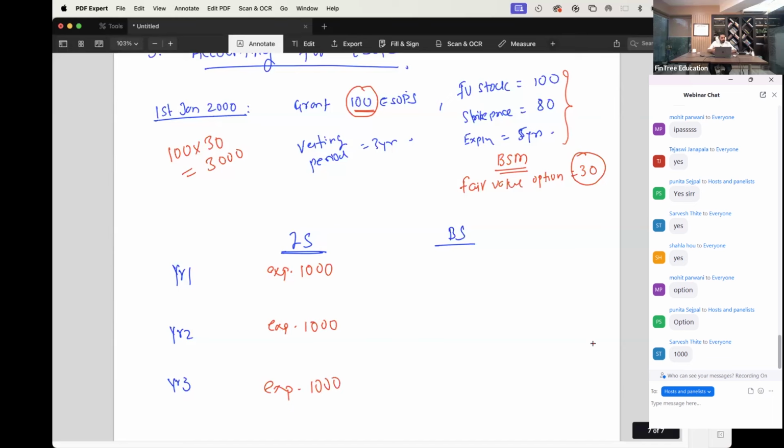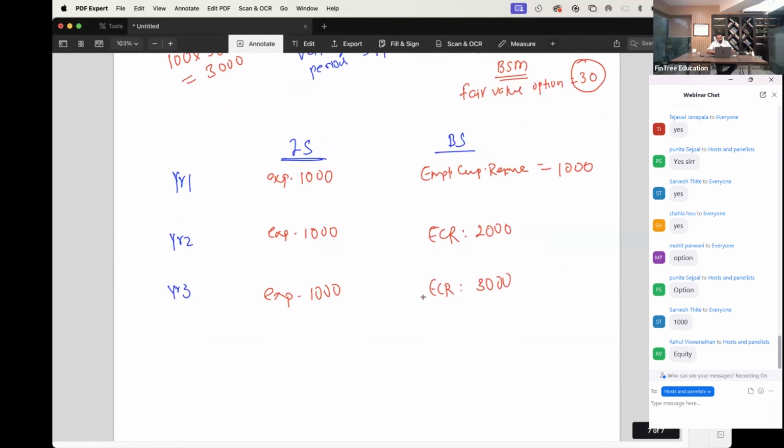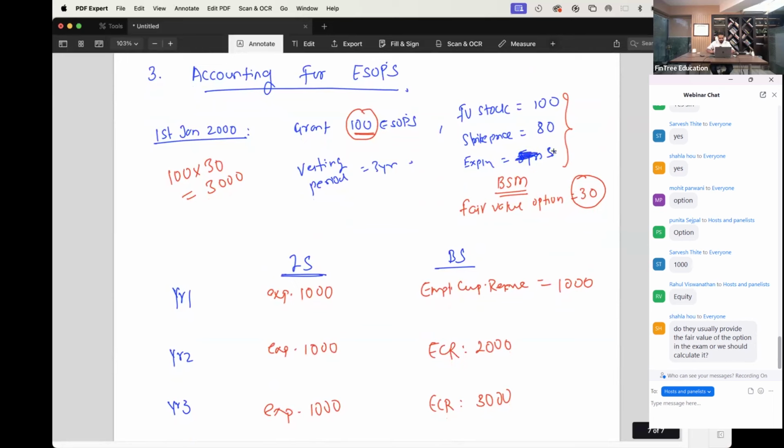Are we paying cash to recognize this expense? No. We're just giving them ESOPs, right? So second effect, employee comp reserve. This reserve is created where? In the balance sheet as a part of equity. Employee comp reserve first year 1000, second year 1000, third year 3000. Okay. Now the year 3 accounting treatment is a little different. Let's keep expiry also 3 years just so that I can show it in this example itself.